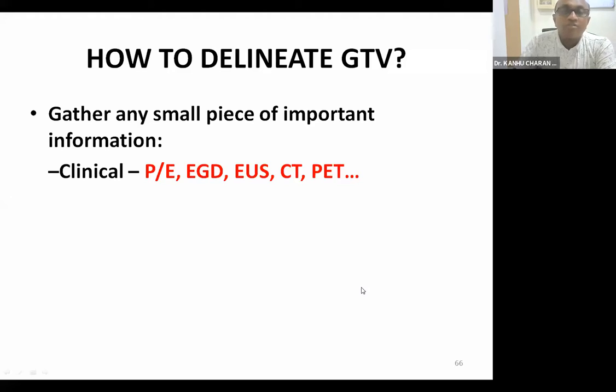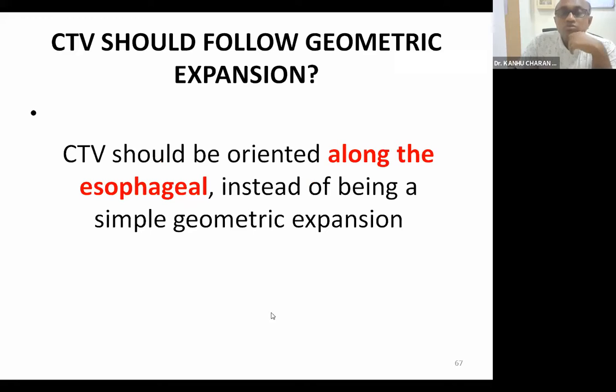So how to delineate the GTV? Gather any small parts of information from clinical physical examination, endoscopic ultrasound, endoscopic guidance, CT, PET. Should the CTV follow geometric expansion? Is it really? No. CTV should be oriented along the esophagus instead of being a simple geometric expansion, because as I told before, the esophagus is going left, right, anterior, posterior along its course.